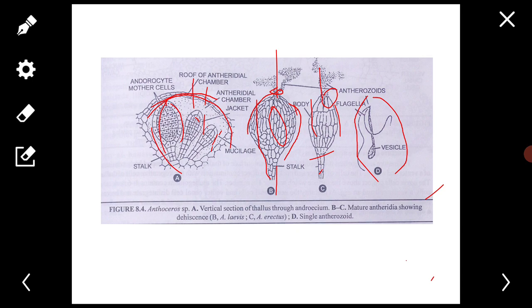Students, today I end the topic up to the dehiscence of the antheridium. In the next video, we will study the archegonia, sporophytes, and young gametophytes. Thank you.